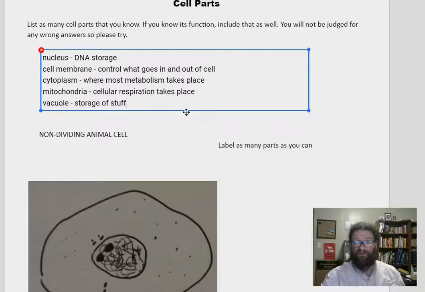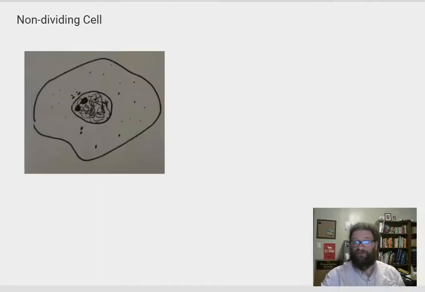What we need to do is start labeling these cells. I'm actually going to switch over to a Jamboard to do this because I think I can work a little better with the Jamboard when it comes to drawing stuff. But it's the same diagram that you have, right? Plus my pointer is a heck of a lot better.